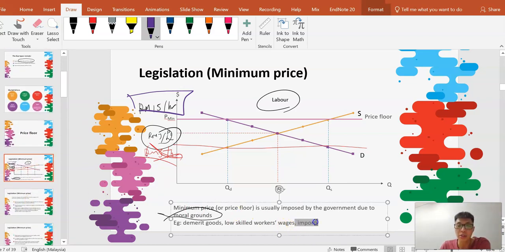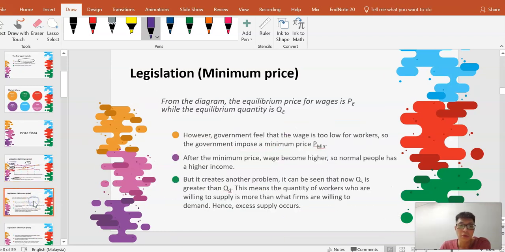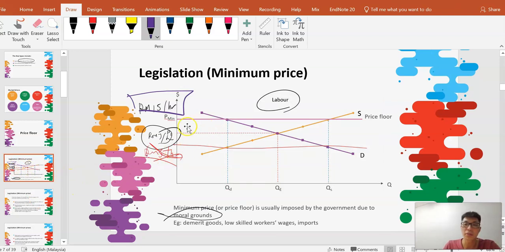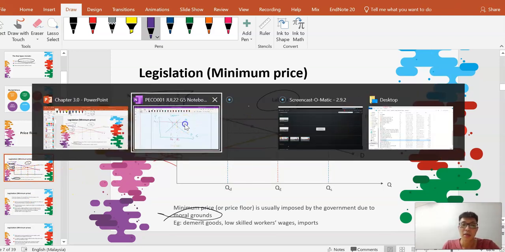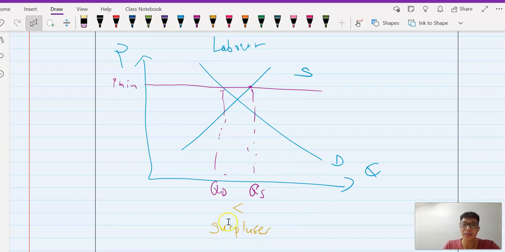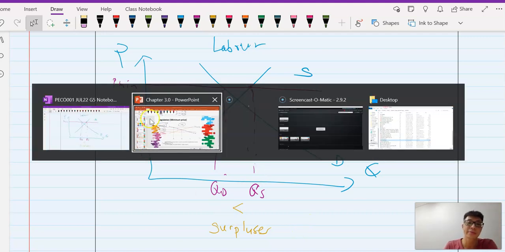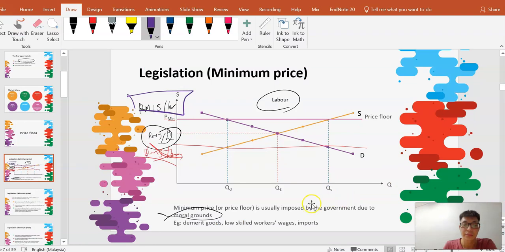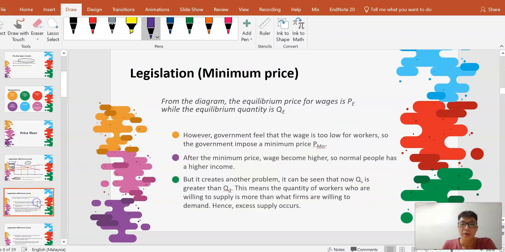This one will be covered actually in macro. So there are always two effects. Once the government imposes a price floor, the direct effect will be surpluses. As you can see here, the quantity supplied is greater than quantity demanded. There will be these surpluses. And this is how I write when it comes to the direct effect.